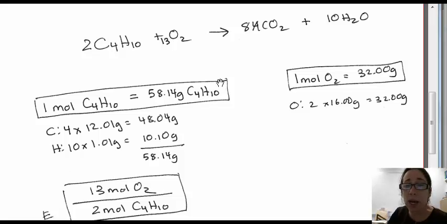I also need the molar mass of the chemical I'm trying to solve for, which is oxygen. 2 oxygens, I look on the periodic table, oxygen has a molar mass of 16. 2 times 16 is 32 grams.